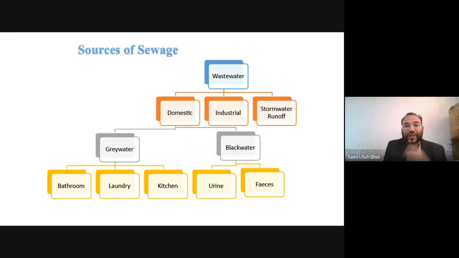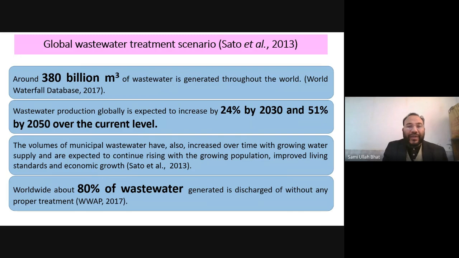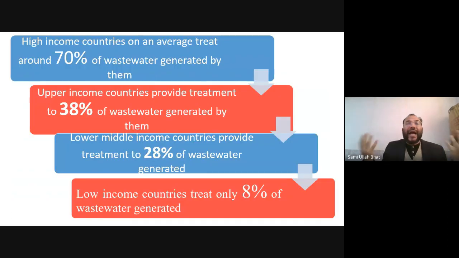So these sources have talked about global wastewater generation, which is 308 billion. Then global 40% is what we have by 2030, and 51%. We have already talked about this one. Now the high income countries on average treat, I have given an Indian context on this, 70% of the wastewater generated by them.